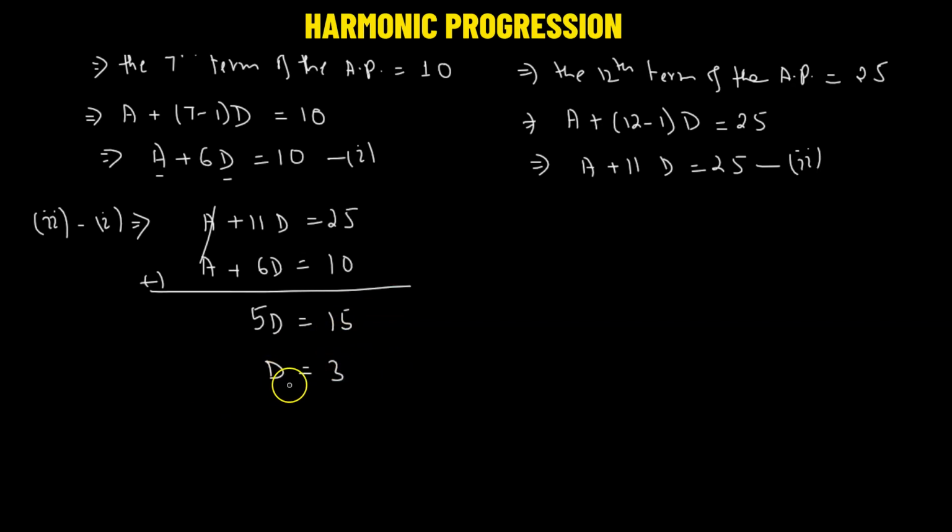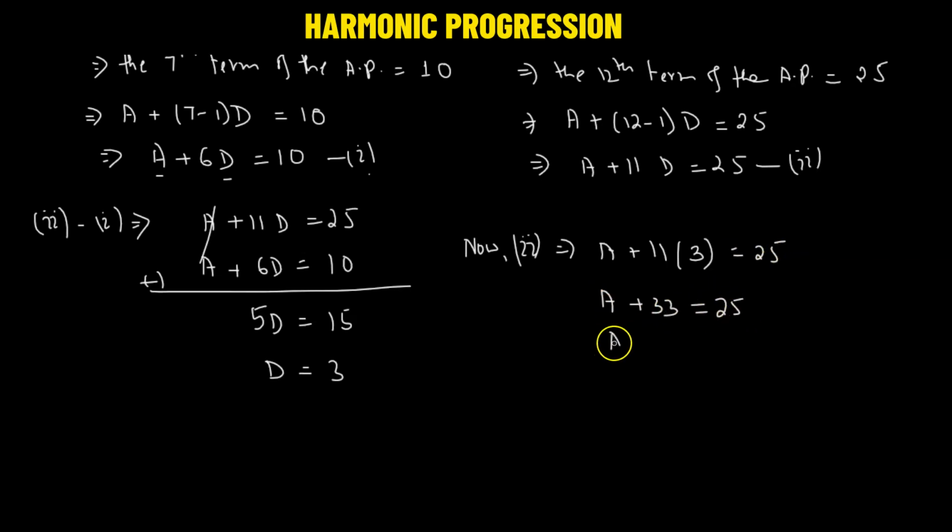Now that we have the value of the common difference D, we can use either 1 or 2 to find out A. So let's use number 2. Number 2 gives us A plus 11 times D, where D is 3, equals 25. So we have A plus 33 equals 25. So A will be equal to 25 minus 33. The A value comes out to be negative 8.